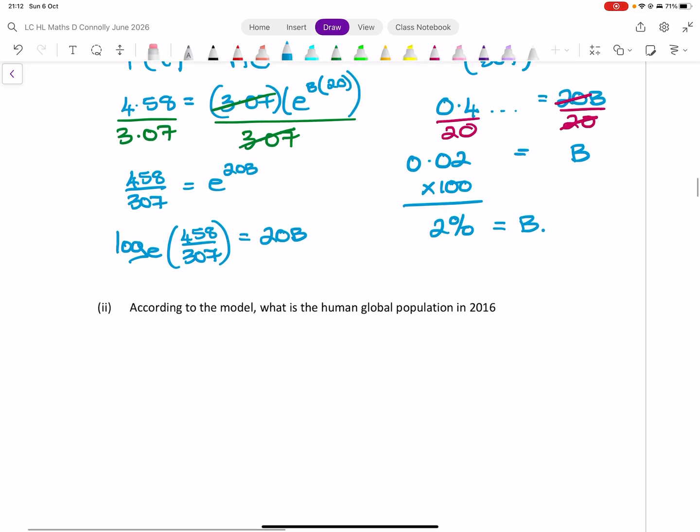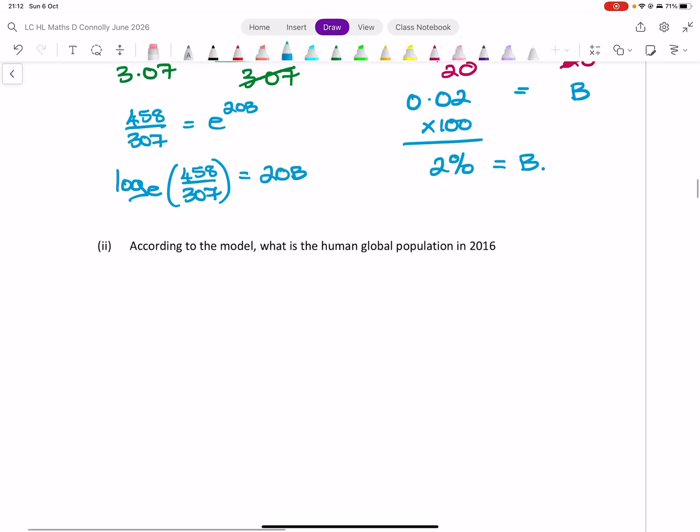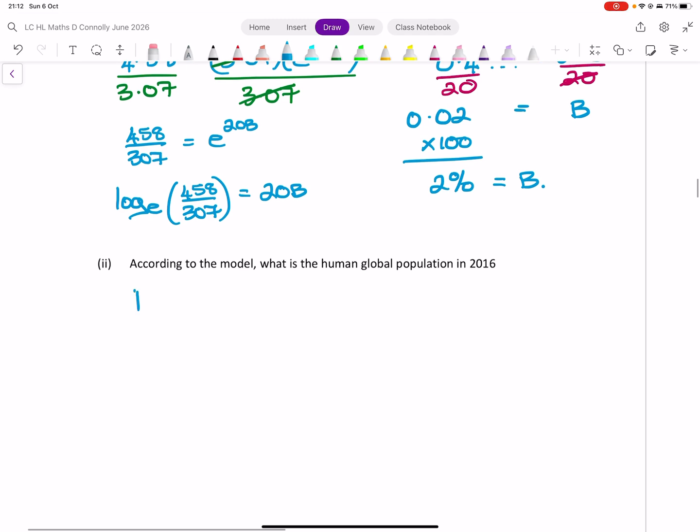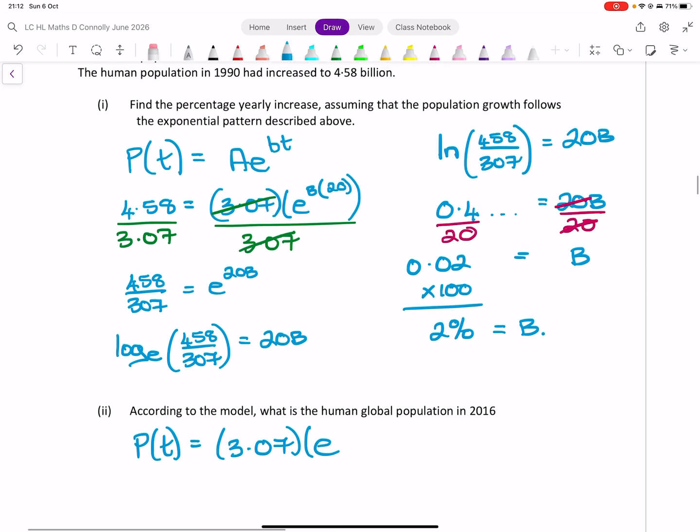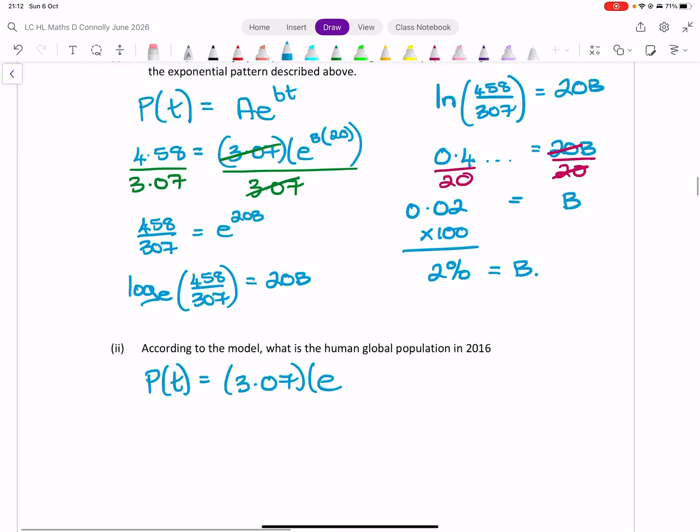According to the model, what is the human global population in 2016? Okay, so this is where we don't know the population. A is still going to be 3.07 because that's where it started. e is e, fine. B we now know to be 0.02.